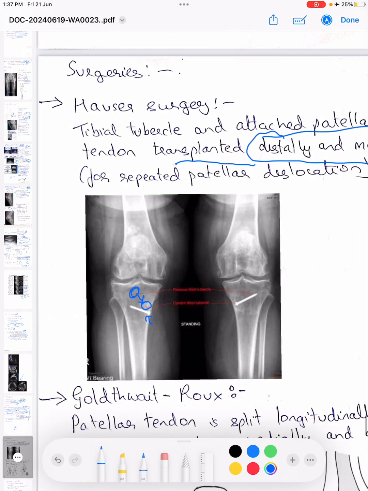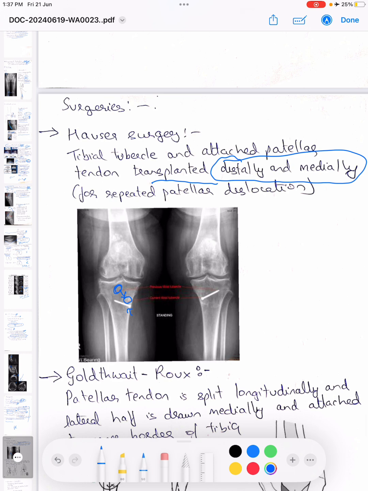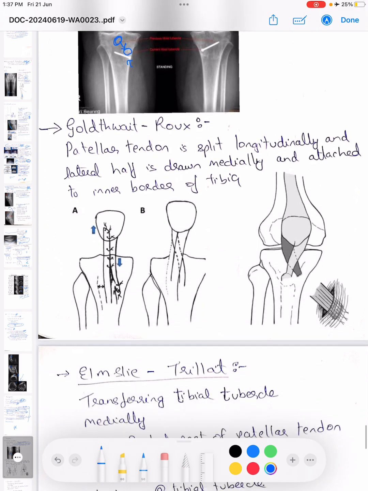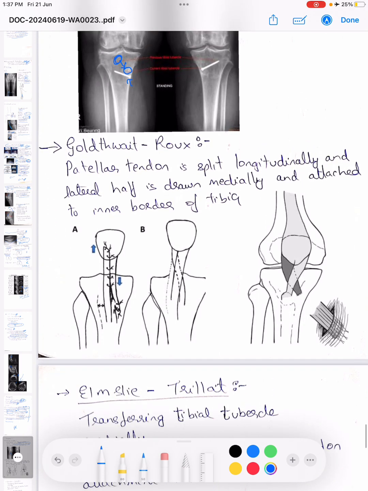So this is the Hauser surgery, in which we go for distal and medial transfer of the tibial tubercle along with the attached patellar tendon. Now, the next surgery is an important, very interesting surgery, the Goldthwait-Roux surgery, in which the patellar tendon is split longitudinally, and the lateral half is medialized, drawn medially, and attached to the medial border of the tibia.